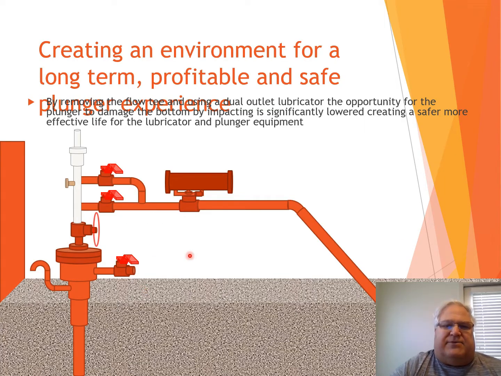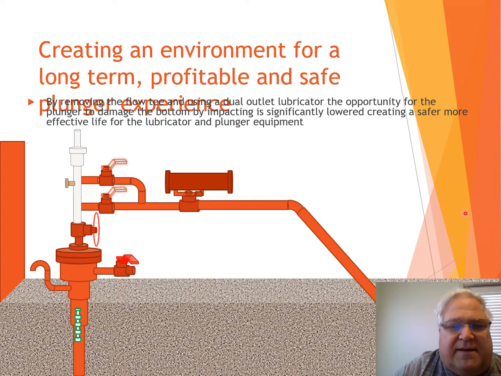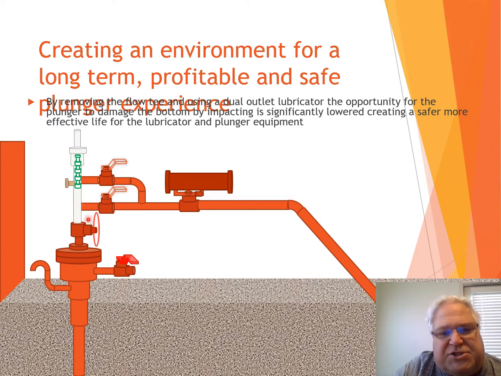So here we have an example. We've taken the flow T out. Now we have both our valves hooked up on the lubricator, and now there's none of that. The change of direction that's going to pull that plunger over happens after the plunger's in the lubricator, so you don't have anything for it to hit. It just slides up and then hits your deceleration device or your spring at surface.